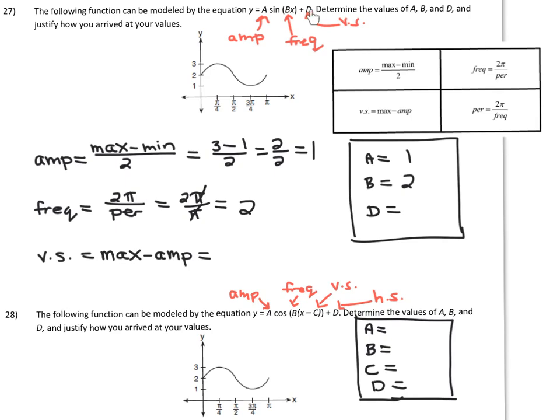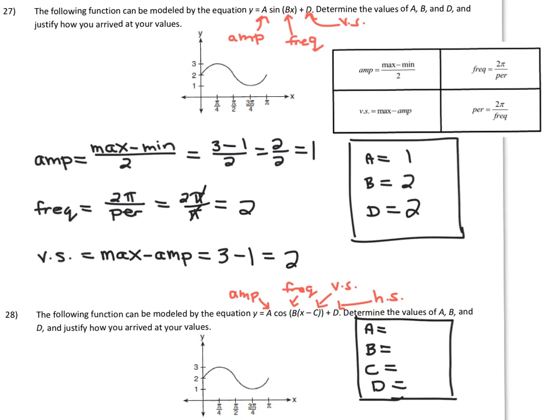Okay, and then the final thing we have to find is, this time they used D. I know in the last example on the previous page they used a C out here, but they're using a D. It doesn't matter what variable they use. They can use an F, they can use a G, they could use whatever they want. But if there's a constant being added or subtracted to the end of the function, that's our vertical shift. All right, so our formula for vertical shift is max minus amp. We already said the maximum height is a y value of 3, and then minus the amplitude we found to be 1. So 3 minus 1 is 2.